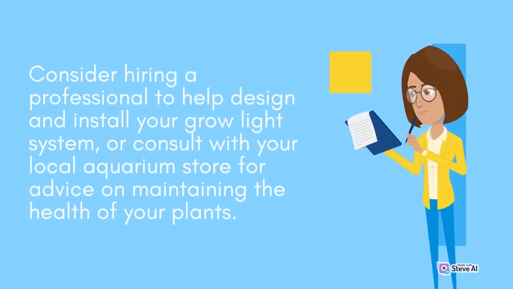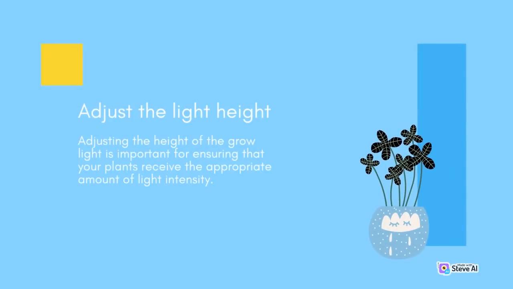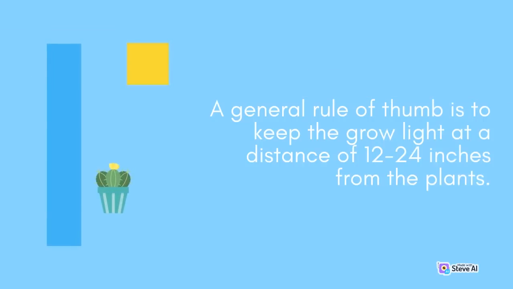Adjust the light height. Adjusting the height of the grow light is important for ensuring that your plants receive the appropriate amount of light intensity. A general rule of thumb is to keep the grow light at a distance of 12 to 24 inches from the plants.